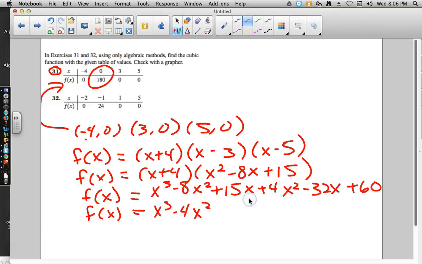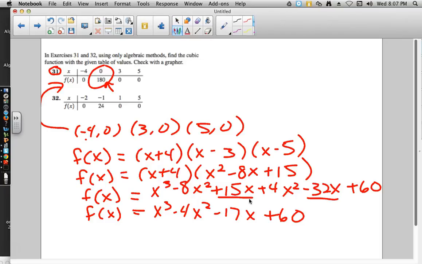We have 15x minus 32x for a negative 17x, and then we have the plus 60 in the back. Now, you should be saying to yourself, "But Cedarholm, there was that one piece of information up there that we skipped earlier, and that is that we need to get (0, 180)." Right now, if we put a 0 into this, we're going to get 60. So I think, what could I do to this function in order to get that 60 to be 180?